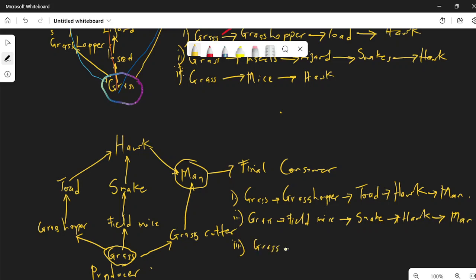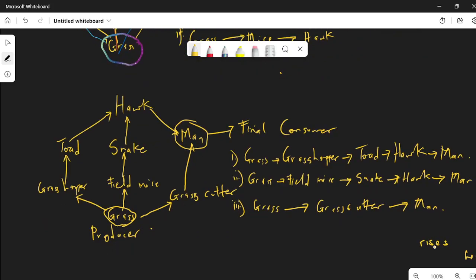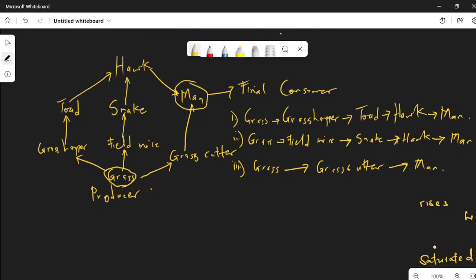Grass, to grass cutter, and then man. Do we understand that? So that is how that particular food web is going to be interpreted. The arrow is just signifying the energy that is being transferred from the organism that is giving to the one that is accepting the energy. Is that clear? Yes, sir.